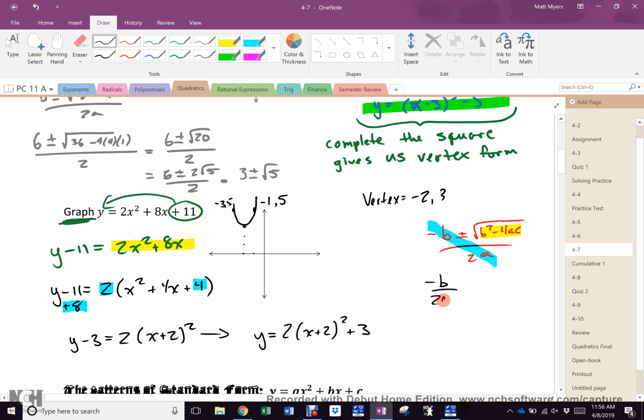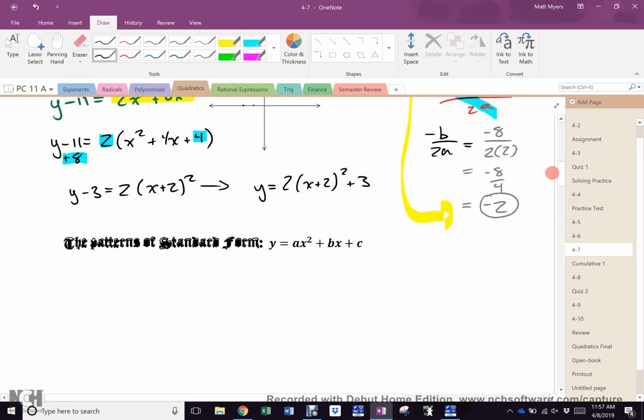Through experimentation, negative b over 2a. Run that on this equation. What would be going in for negative b? It would be what? Negative 8. 2, what's a? 2. What's negative 8 over 4? You get the x value if you use just that part of the quadratic formula.